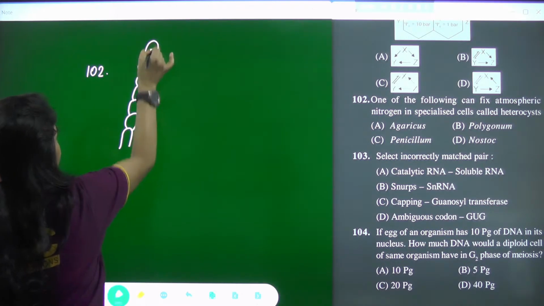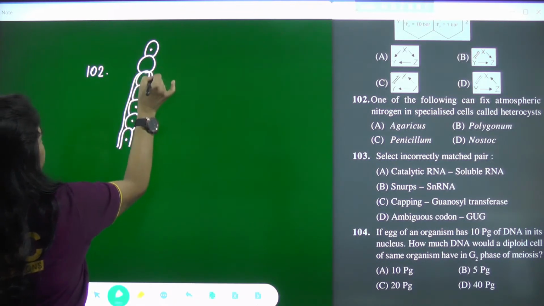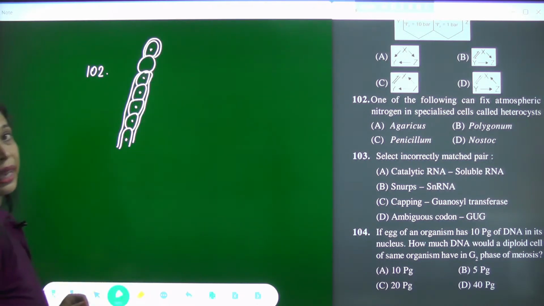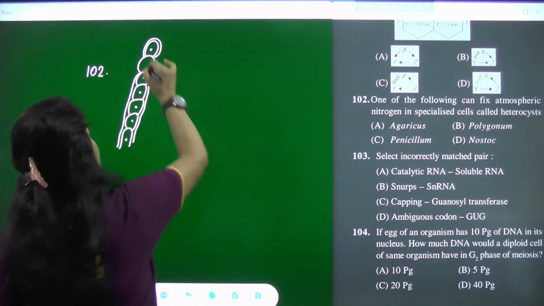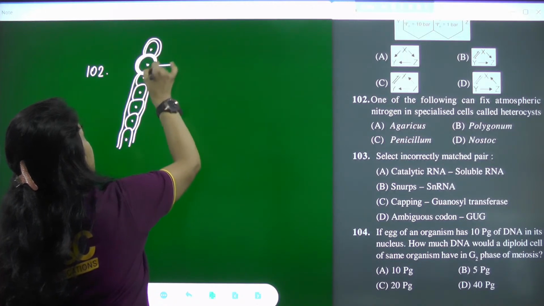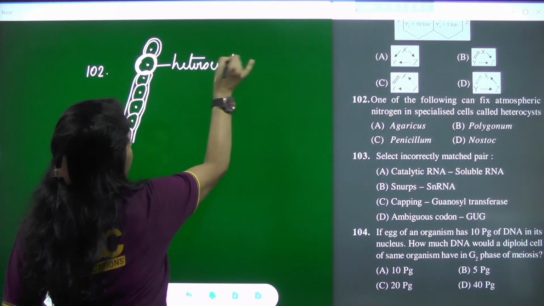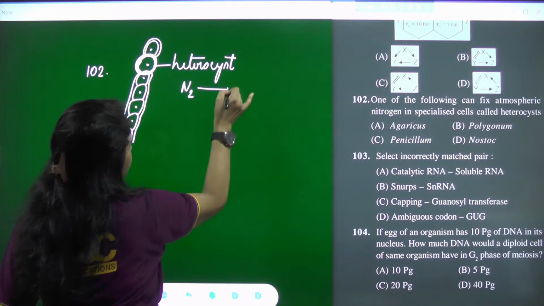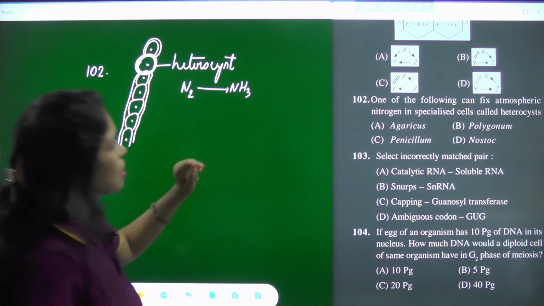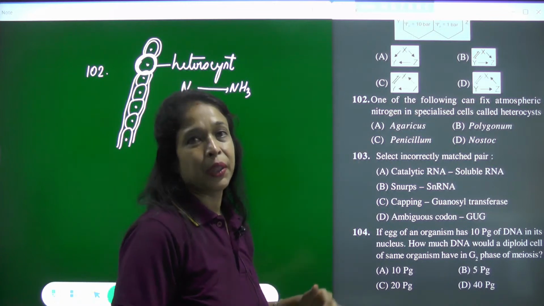Hetero means what? Different. Okay, this cell is different from the others. So this is the filament of a cyanobacteria which can cause fixation of atmospheric nitrogen. So this cell is different from the others, and this is what we call heterocyst, where atmospheric nitrogen can be fixed into one usable form, that is ammonia, right? So what is the question? Which can fix atmospheric nitrogen?